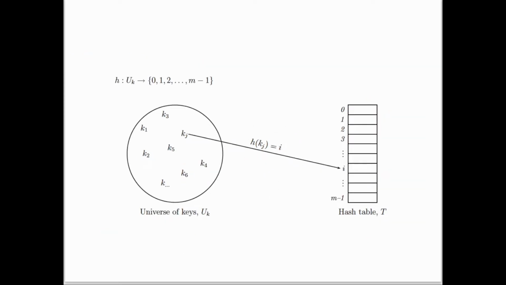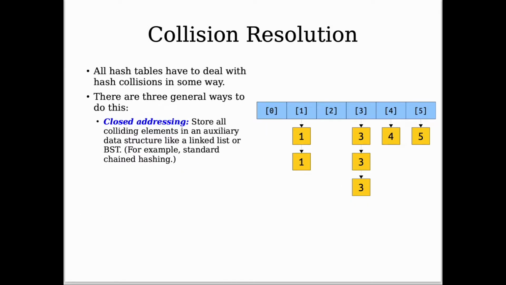However, there's a constraint. The size of the hash table is much less than the possible keys that we have. And by the pigeonhole principle, or equivalently, since the cardinality of all possible keys is much greater than m-1, there is a possibility of collision, which means at least two unique keys from this set can hash to a single location in the hash table. And so, hash tables in general have to deal with so-called collision resolution.